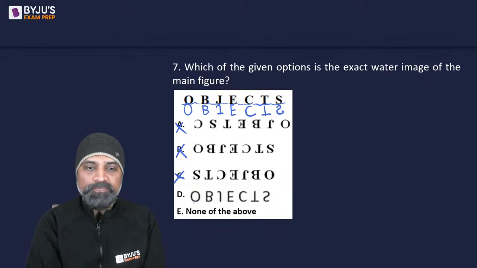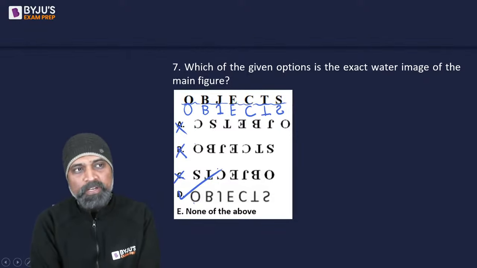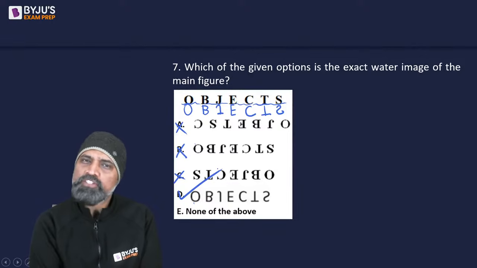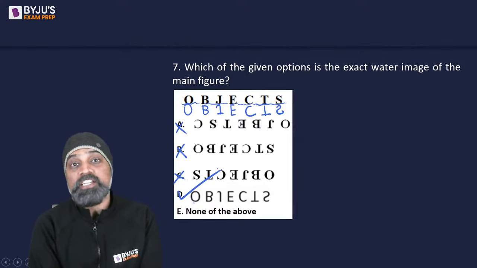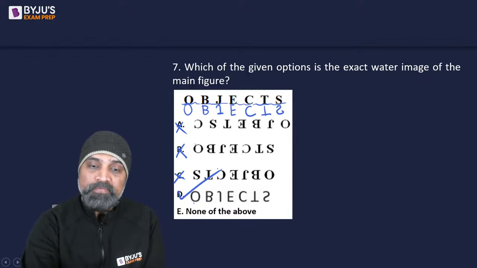So obviously D is our answer. Normally option E, which says none of the above, in such questions, they are generally not the answer. Generally, I'm not saying not always, but generally they are not the answer.